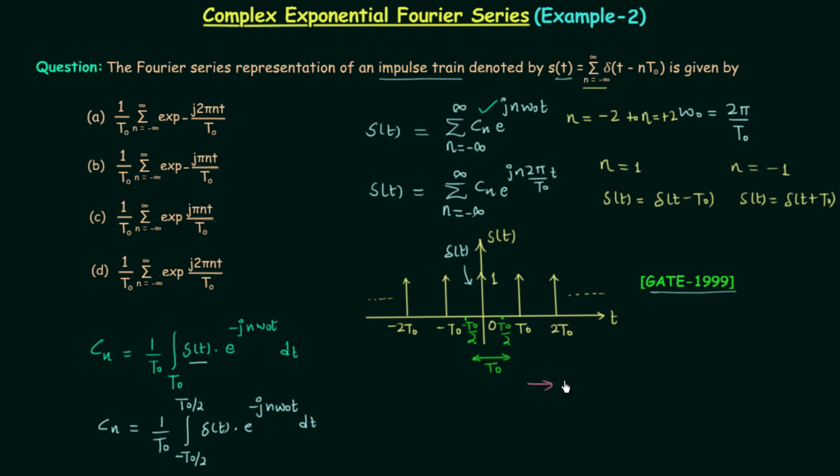According to this property, whenever you have signal xt multiplied to delta t minus t1, you will have xt1 multiplied to delta t minus t1. We saw the proof and explanation of this property, so we will not go into detail. Just remember to replace this t by t1 here. In this case, we can write Cn in this form.